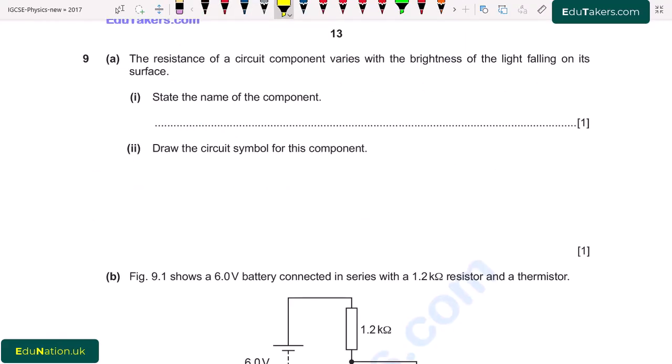Question number 9, part A. The resistance of a circuit component varies with the brightness of the light falling on its surface. Part 1. State the name of the component. So the component whose resistance varies with the brightness of light is actually the LDR, that is light dependent resistor. I write here LDR, which is light dependent resistor.